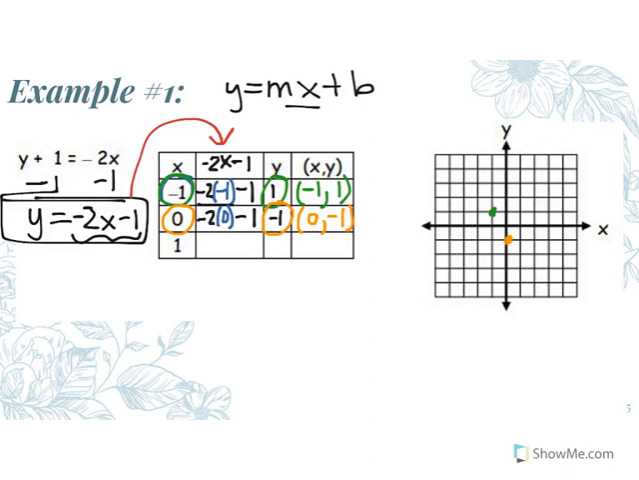And then we're going to go ahead and do our last point here. So now we're plugging in the value of 1. So into our equation for x, negative 2 times our 1 value, and we're going to subtract 1 at the end.